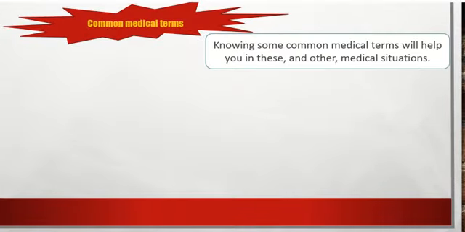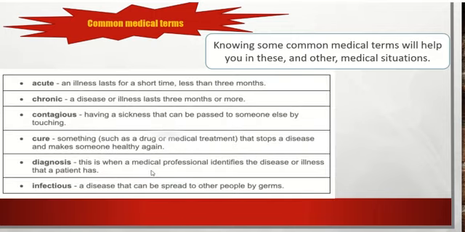Now we will study common medical terms. Knowing some common medical terms will help you in these and other medical situations. Acute meaning an illness that lasts for a short time, less than 3 months. Chronic, a disease or illness that lasts 3 months or more.